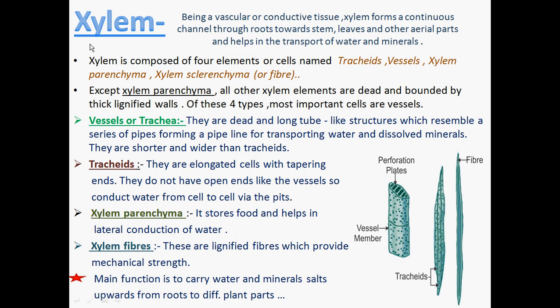First of all, let's understand what xylem is and what its main functions are. Being a vascular and conductive tissue, it conducts water and minerals to different parts of the plant, that is, from the root to the leaves, stems, and buds. The xylem forms a continuous channel through roots towards stems, leaves, and the aerial parts, and helps in the transport of water and minerals.